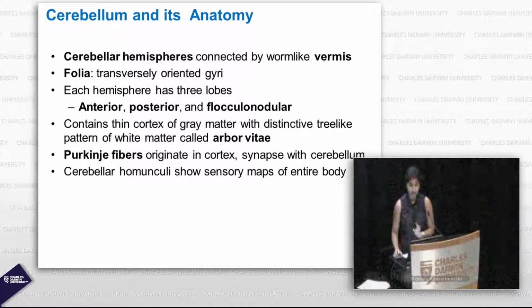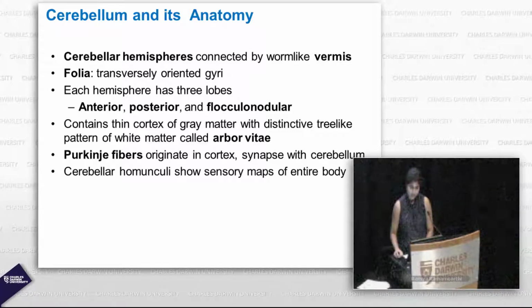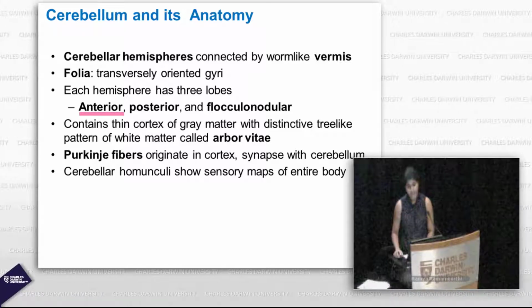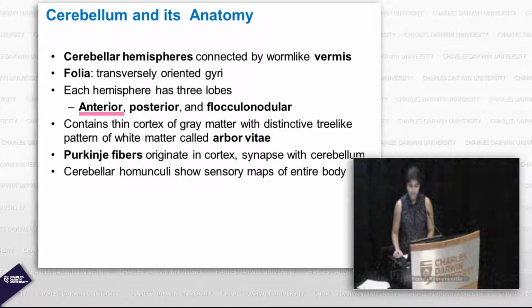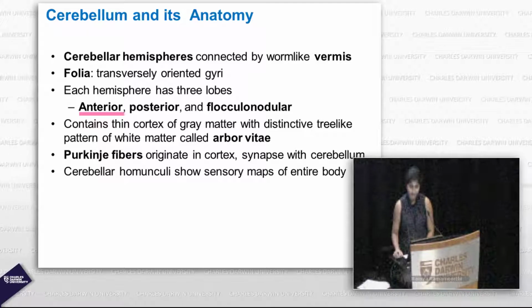Okay. And what else do we need to know here? So each hemisphere has 3 lobes: anterior lobe, posterior lobe, and your flocculonodular lobe as well. 3 of them.